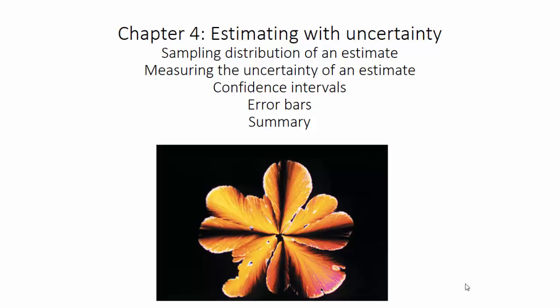We talk about the sampling distribution of an estimate, how we take repeated samples and use those repeated samples to produce sampling distributions. We talk about how to measure the uncertainty of our estimates from those sampling distributions. And we talk about confidence intervals in a conceptual way, illustrate what error bars are useful for, and then summarize.